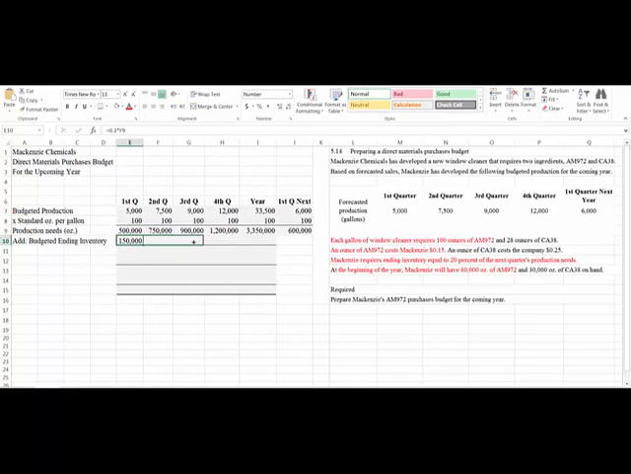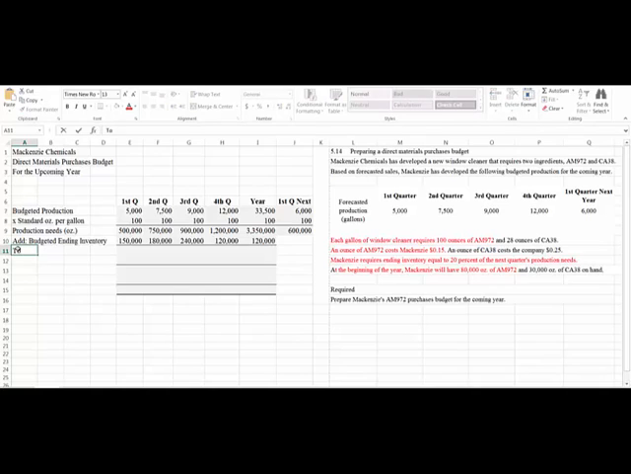And we can carry that across until we get to the fourth quarter. In the fourth quarter, we want to say this is going to be equal to 0.2 of the following year's first quarter production needs. Oh, I did that wrong. So equals 0.2 times the 600,000. Now, our ending inventory for the year is equal to the ending inventory at the end of the fourth quarter.